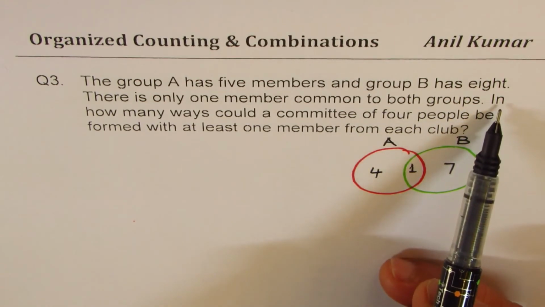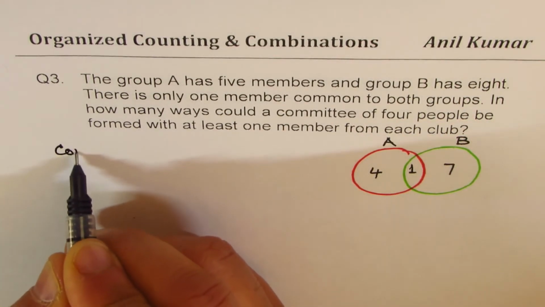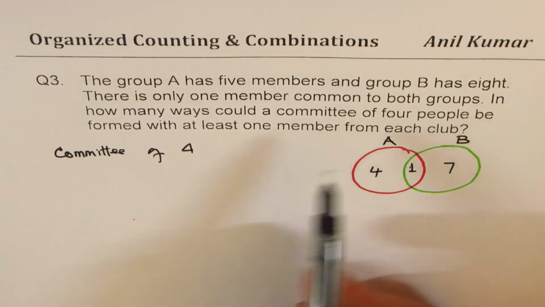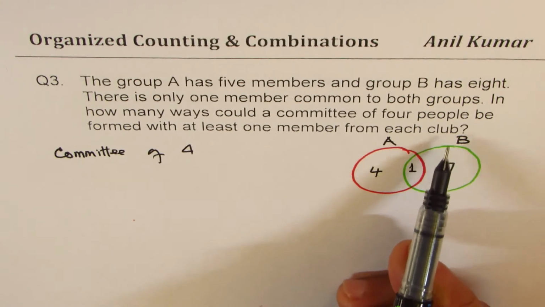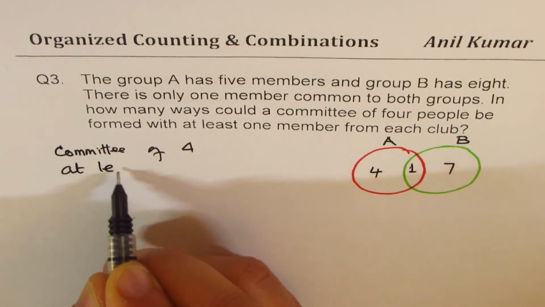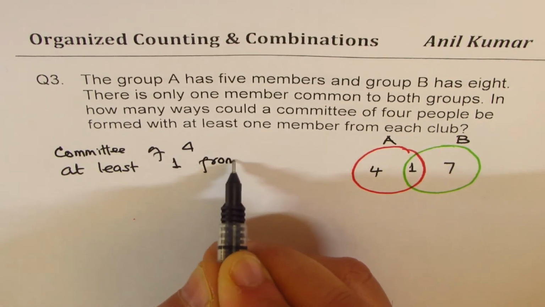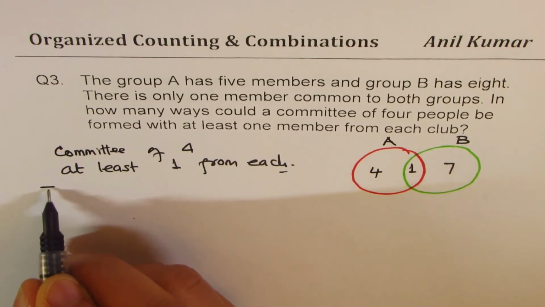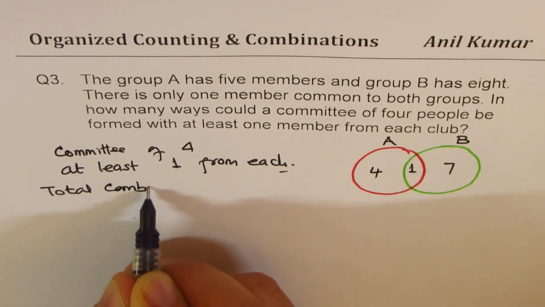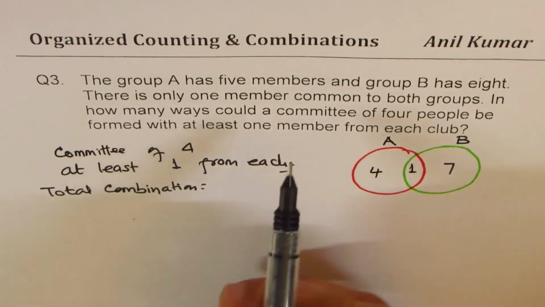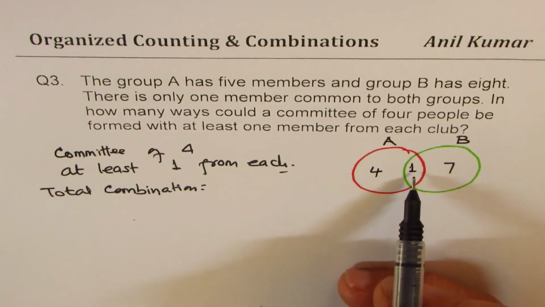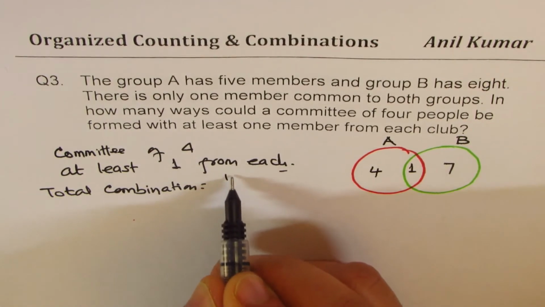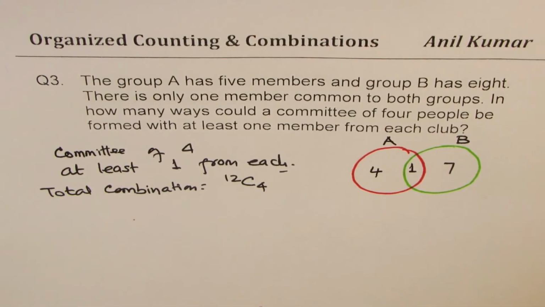Now we are interested in selecting a committee of 4 people, so we need a committee of 4. Now the condition is that there is at least one member from each club. So at least one from each. So what we can do in this case is find the total combinations. Let's find the total first. We actually have so many members in total, right? So 4 plus 1, 5. 5 plus 7 is 12. So in all, there are 12 people. You see that? So from 12, we have to make a combination of 4. So this is the total, right?